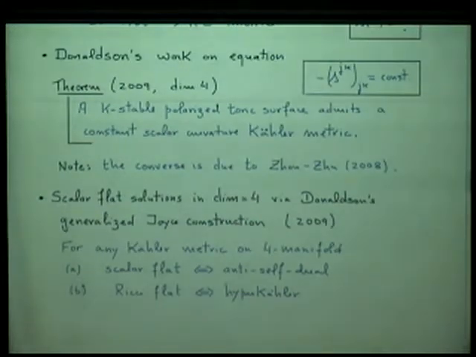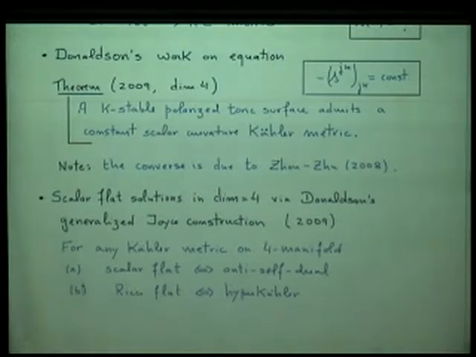So the first is the work of Donaldson on this equation. So it's the scalar curvature in this setting with action angle coordinates, the scalar curvature being equal to a constant. And he used this action angle coordinate setting to prove in 2009, before all these more recent developments regarding constant scalar curvature metrics, that a K-stable polarized toric surface admits a constant scalar curvature Kaehler metric. And the converse is due at about the same time to Zhu and Zhu, a bit earlier, 2008.